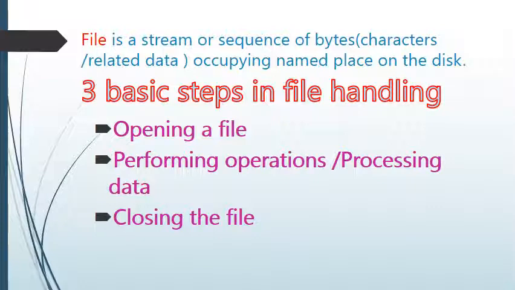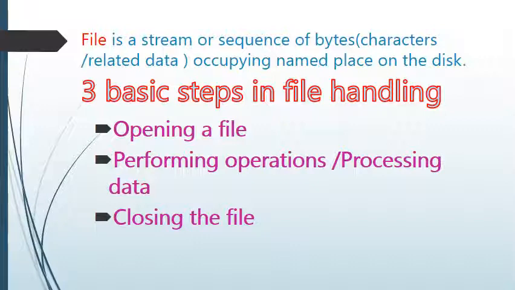Now we are going to see the definition of a file. A file is considered a stream or a sequence of bytes occupying a named place on the disk. Naturally, whenever you save your data in a file, it will almost always be related data.